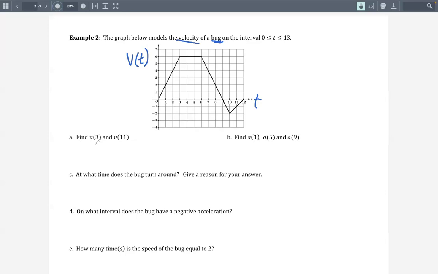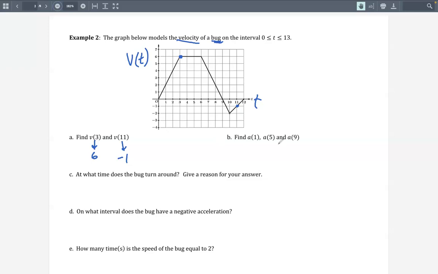So for question A, if it says, what is the bug's velocity at time 3? Well, its velocity at time 3 is just plug in 3 and you get out a 6. So its velocity at time 3 is 6. And its velocity at time 11 is right here, which is at a y value of -1. So if the graph is depicting velocity, the y values give you velocity. It's as simple as that.